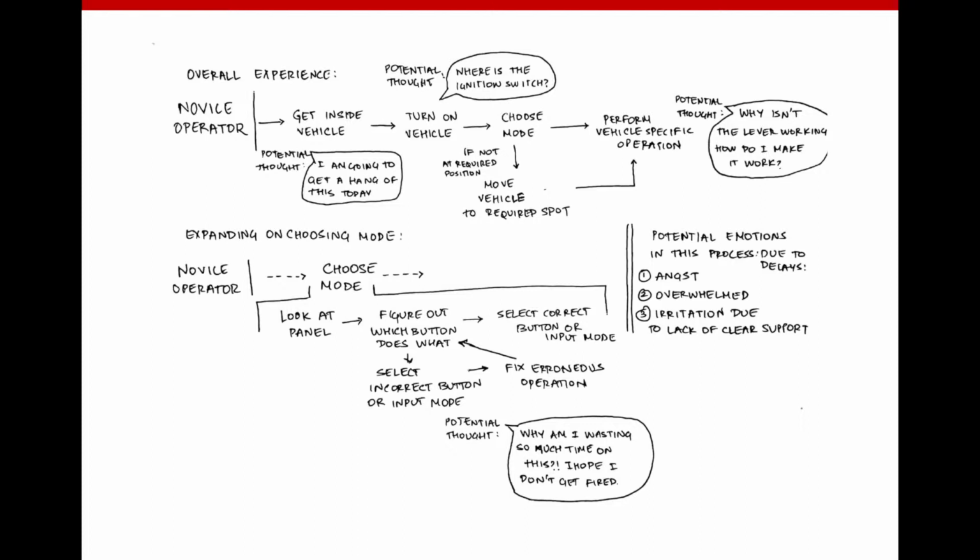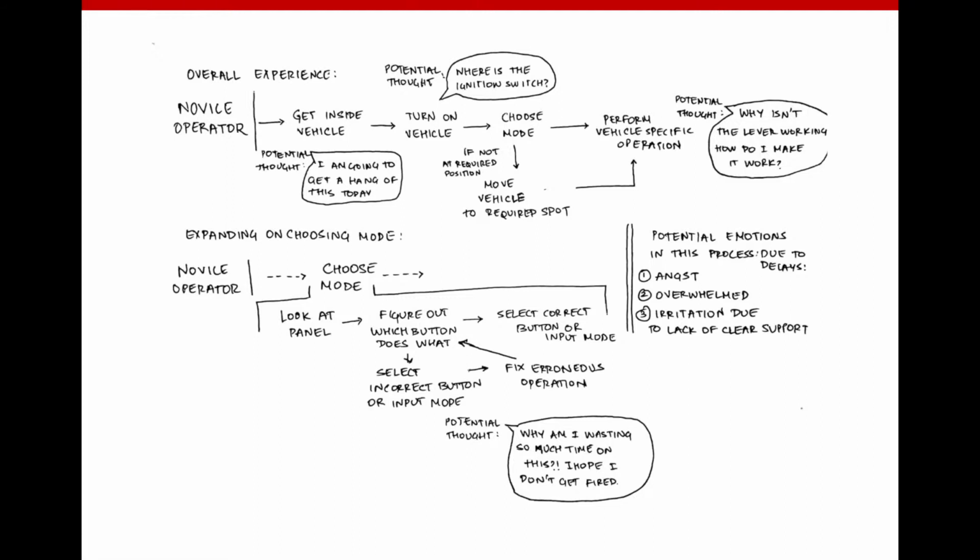Then the user chooses to perform the function. If the vehicle is at the correct position, it performs the operation. If not, they try to move the vehicle to the required spot and get the thing done. What are the potential thoughts at this stage? Why isn't the lever working? How do I move this vehicle to some other point? These are all the questions that a user might have while operating the utility vehicles.